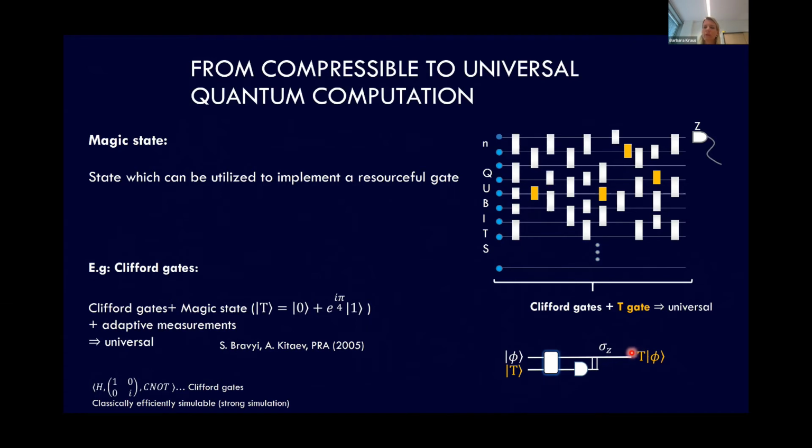So you have deterministically implemented now this T gate. Which is very nice because this means that I just need, in this case, Clifford gates plus these T states and adaptive measurement in order to get universal quantum computation. So I could simply prepare many of these states, do adaptive measurements whenever I need it, and then I have a universal quantum computer.